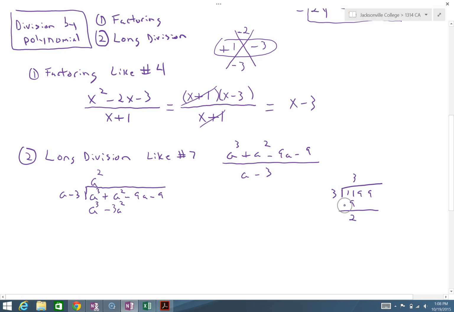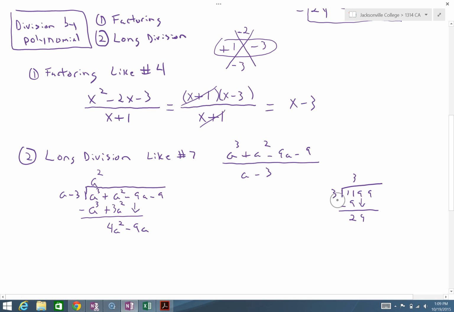Okay, well here I subtracted. 11 minus 9 was 2. Here I'm going to subtract as well, but when I subtract this binomial, I need to change both signs. This one becomes a negative, this one becomes a positive. So these two add to 0. 1a squared and 3a squared is 4a squared. Okay, well here I would bring down my 9. Here I'm going to bring down this minus 9a.